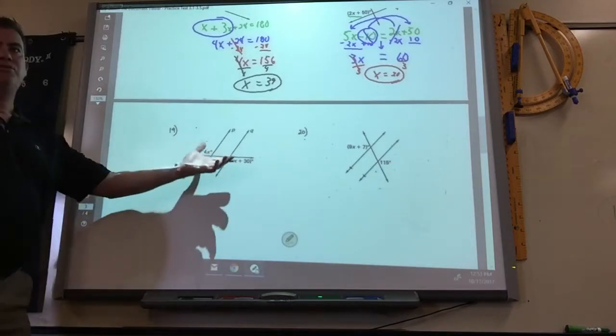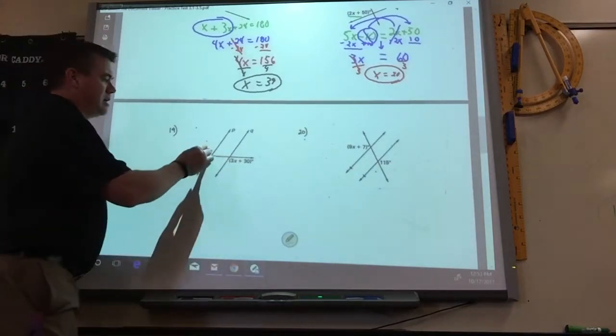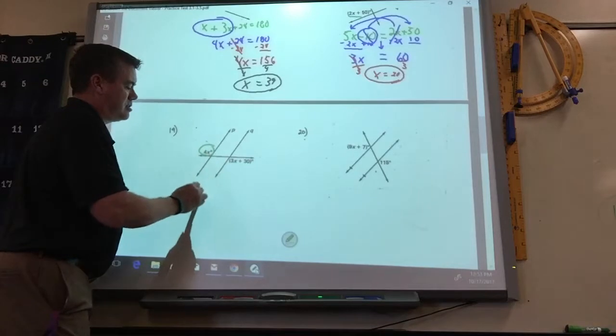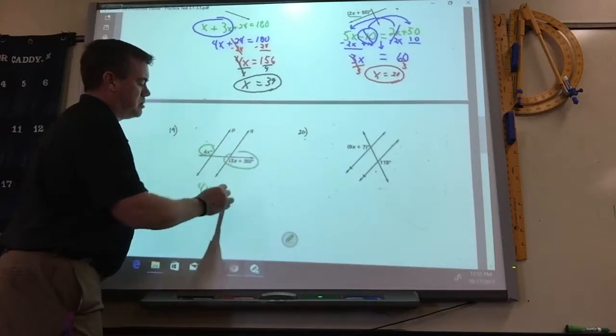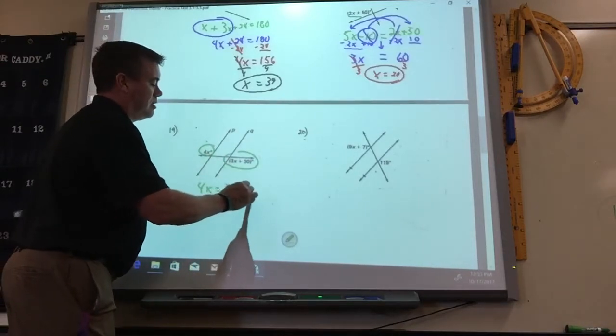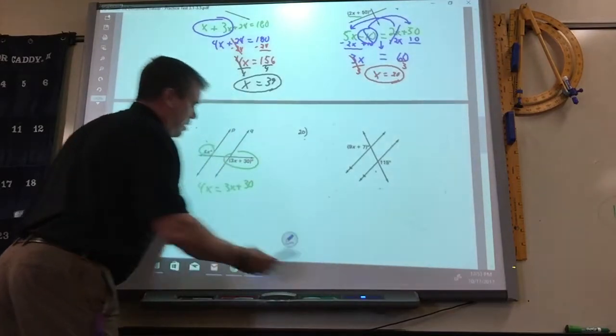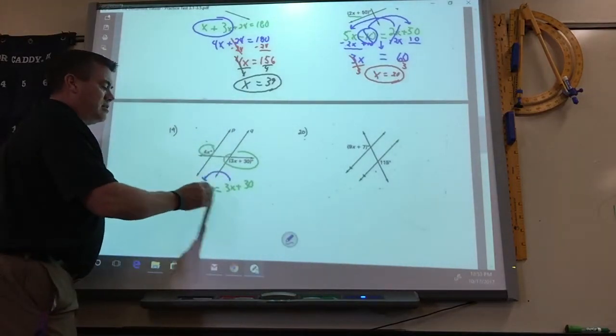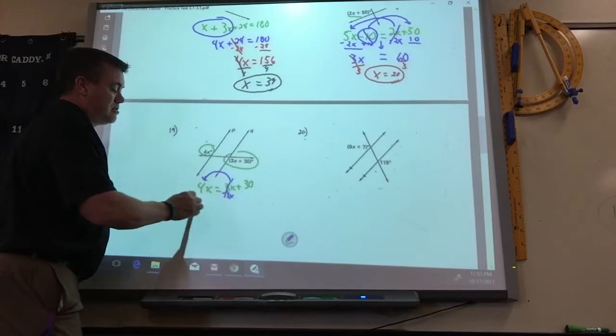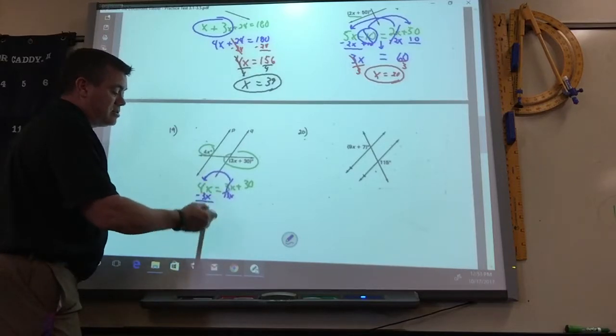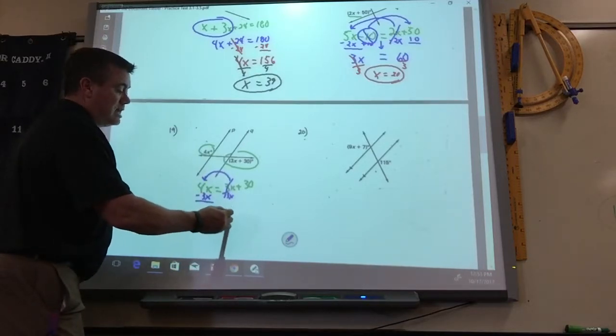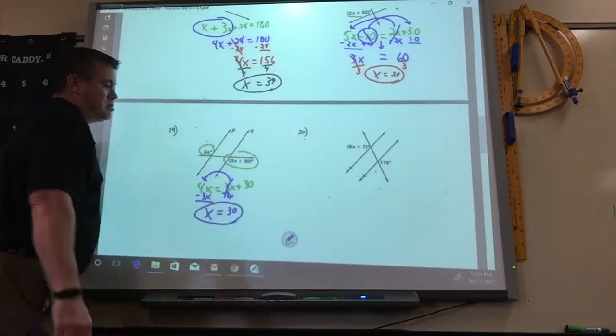Okay, what do you know about these two? They're equal, because they're alternate exterior. 4x equals 3x plus 30. This one's a simple one. I got to get this x over here. It's a plus, so you minus 3x, and you get 1x, which is just x, equals 30. And you're done. The x is by itself.